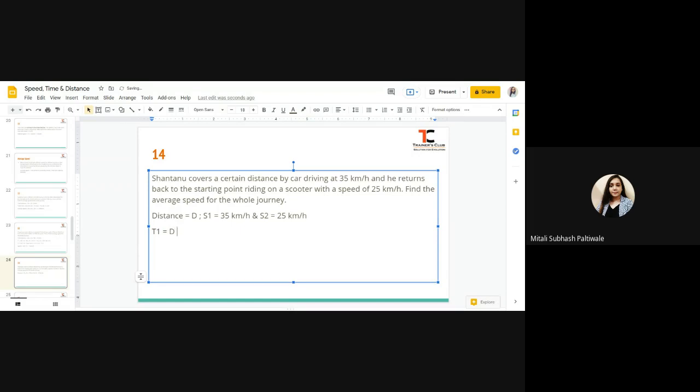is equal to distance by S1. S1 is 35 and T2, which is equal to D by 25. Okay. Now average speed we have to find out. So what can be done? So the formula for speed is distance by time. So distance by T1 plus distance by T2. Let's try solving this. D plus D will become 2D by D by 35 plus D by 25. Okay, so by just cross multiplying, we can find out the answer.